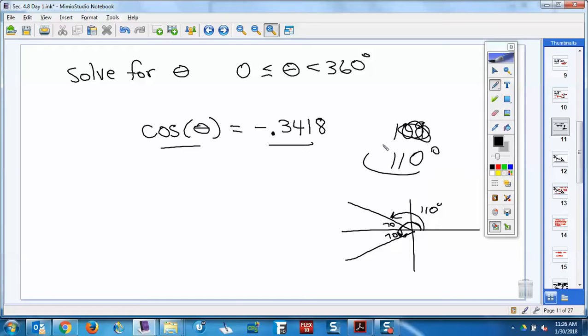So 110 is one answer. The other answer? 250. 180 plus 70. Right? Reference angle, because reference angles are always here with the x-axis.